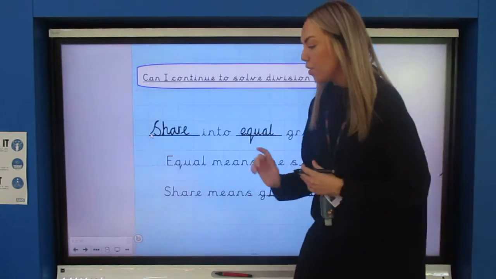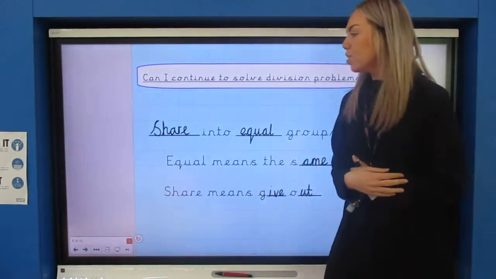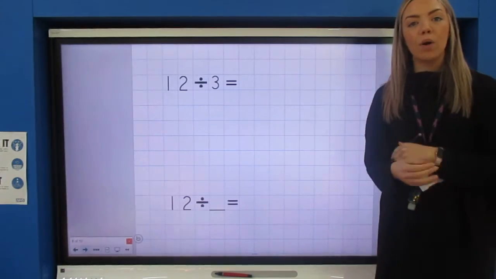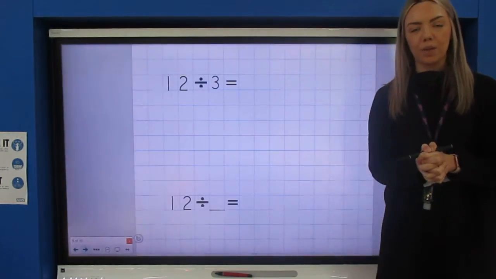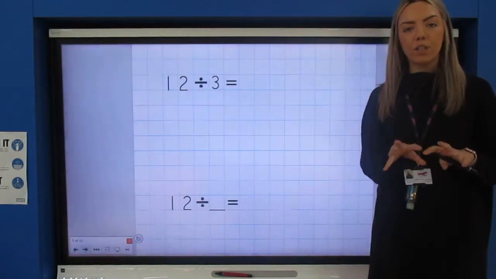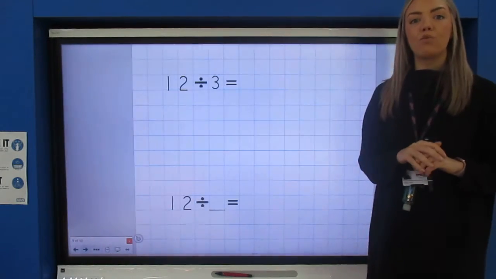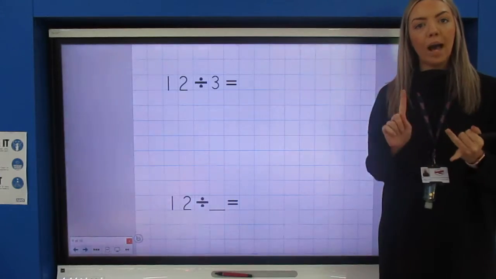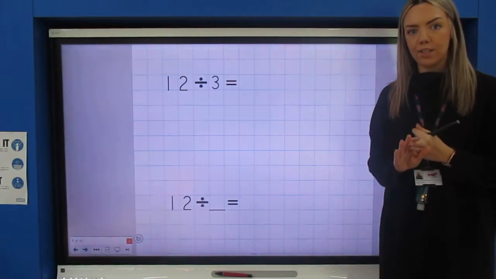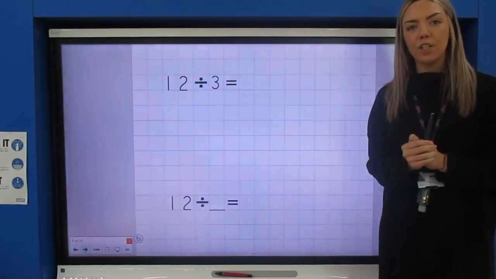Brilliant job. So now what I would like you to do is grab all of those objects that you were using yesterday, okay, and we're going to do some practical methods today and also some written methods today. So our first activity, you'll need your whiteboard, your pen and your objects. So you can pause the video now if you need to go and get them.